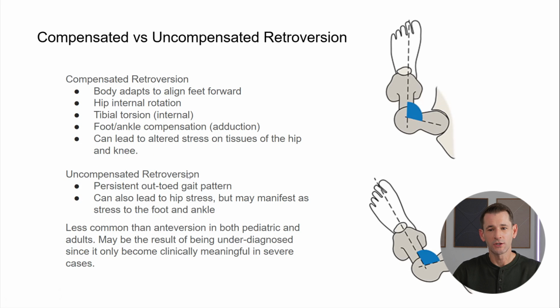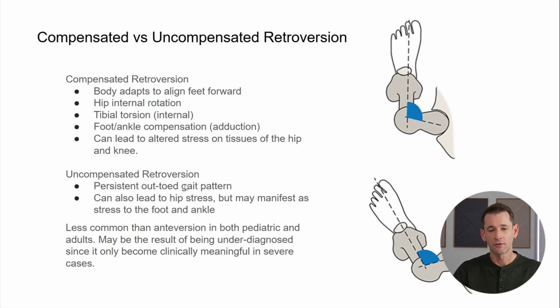Uncompensated retroversion, they're just going to present with an out-toed gait pattern. And that's going to lead to some hip stress, but a lot of stress on that foot and ankle because, again, you're going to be rolling over a different part of the foot than it was designed to do.